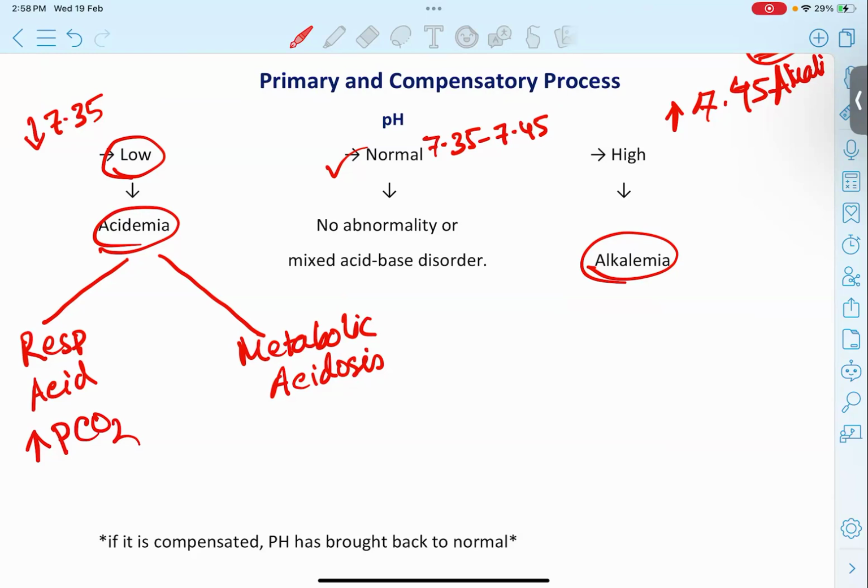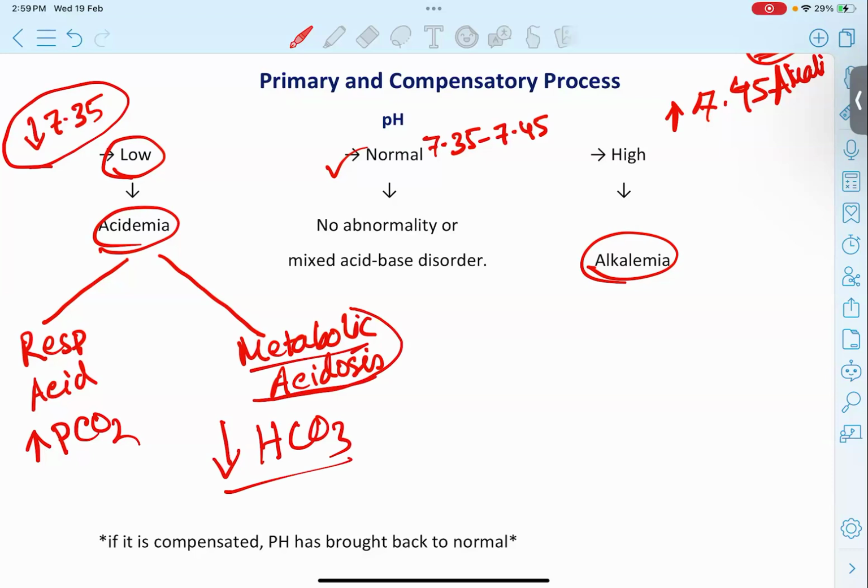If the pH is below 7.35, but the partial pressure of carbon dioxide is not high, it's normal or it's low, then you have to check the bicarb. And if you see that the bicarb is low, that means it is metabolic acidosis. To become metabolic acidosis, bicarbonate has to be low, because if the bicarbonate is high, then it is metabolic alkalosis. Okay.